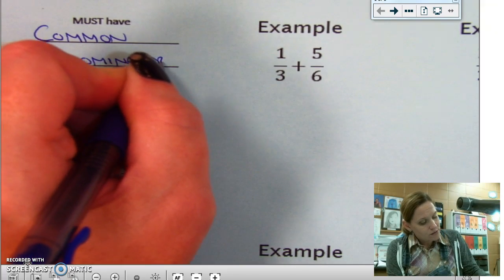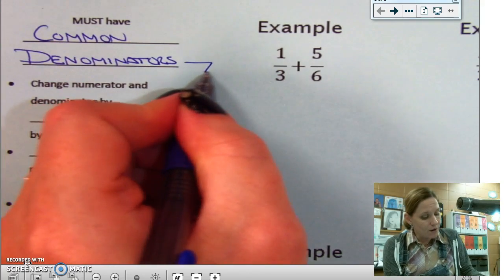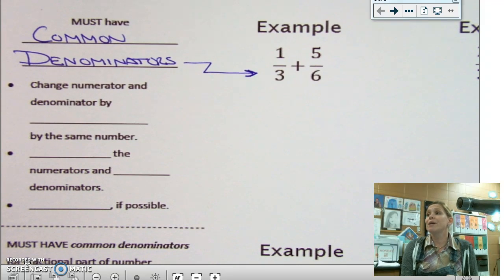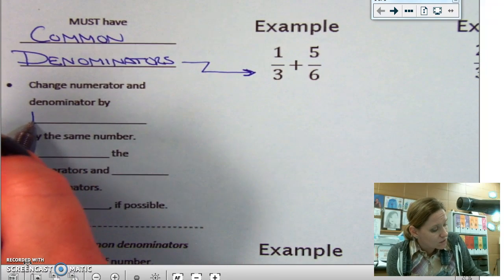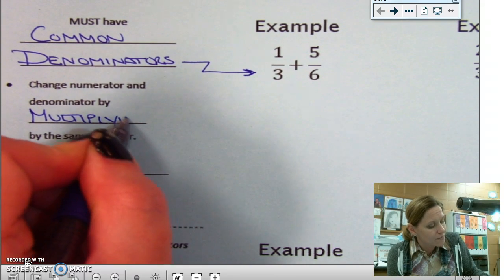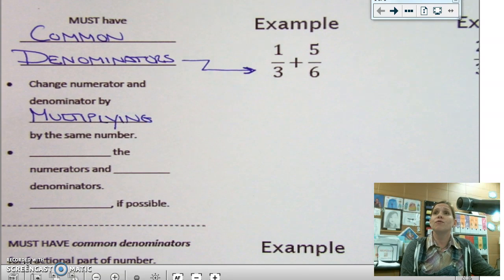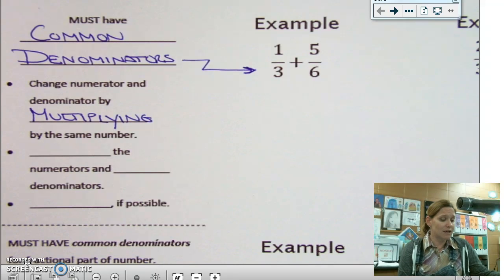Numerators are the top part of the fraction. Denominators are the bottom part of the fraction. As you can tell in the two fractions we have here, the denominators are not the same. Therefore, we need to change the numerator and the denominator by multiplying by the same number. We know from our first unit of study that if you multiply the numerator and the denominator by the same thing, the fractions are equivalent. So we're not changing the value, we are just changing the denominator so that we can actually add them together.